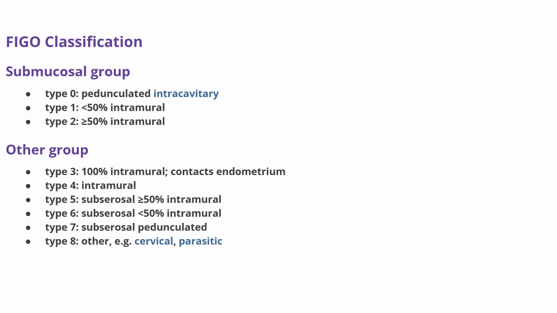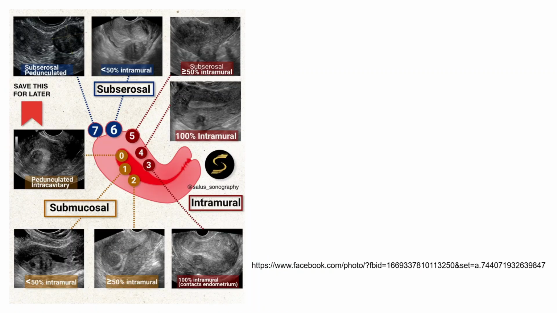The FIGO classification is into 8 types. Type 0 is pedunculated intracavitary, type 1 is where it is less than 50% intramural, type 2 is when it is more than 50% intramural, type 3 is 100% intramural but contacting the endometrium, type 4 is where there is no connection with the endometrium, it is purely intramural, type 5 is subserosal with more than 50% intramural, type 6 is subserosal with less than 50% intramural, type 7 is subserosal pedunculated, and type 8 is other, cervical, etc.